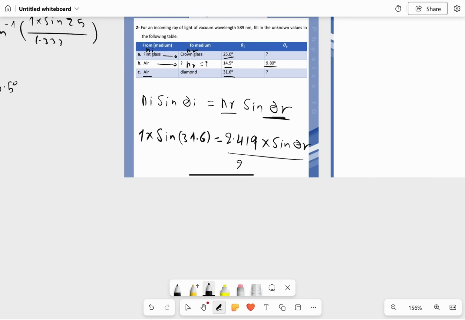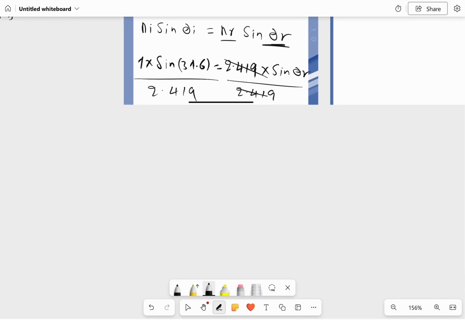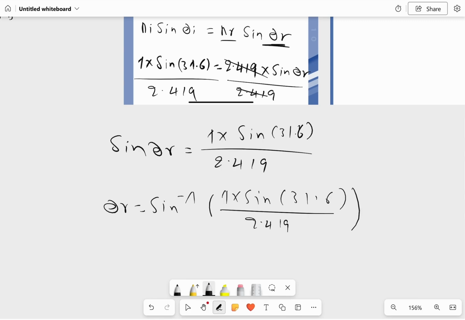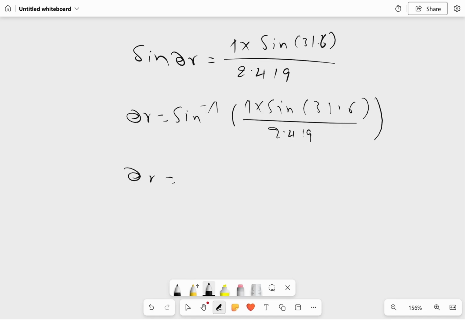Divide this by 2.419, the other side too, 2.419, cancels. Then sine theta R is going to be 1 times sine 31.6 divided by 2.419. Take the sine inverse of all of this, sine inverse of 1 times sine 31.6 divided by 2.419. Then theta R is going to be equal to 12.5. This is the angle of refraction for question C.